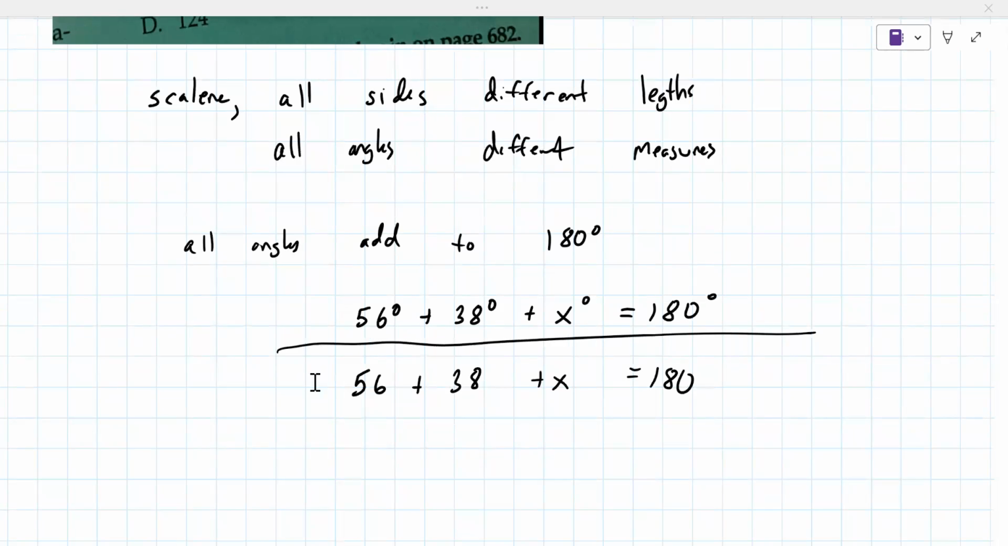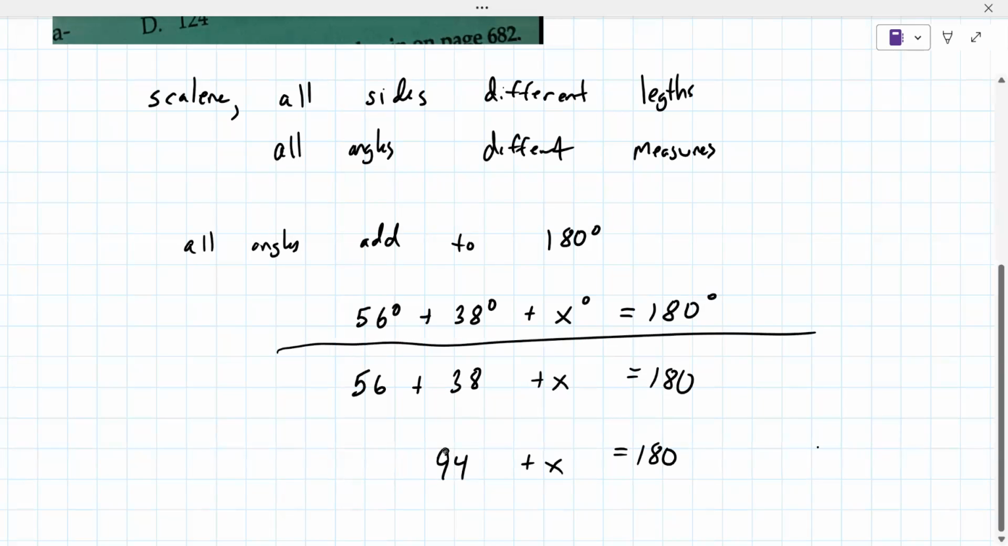So the first thing to do is to combine like terms, to add the 56 and the 38. If you've got a calculator handy, could you add those together for us, please? Are you adding 56 plus 38? Yes. You're not solving it, you're combining like terms. 94. Okay. So it's 94 plus x equals 180.